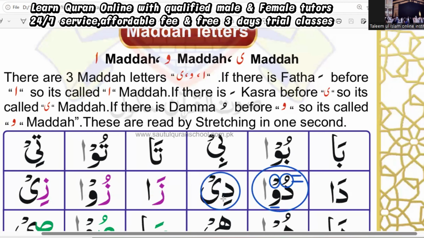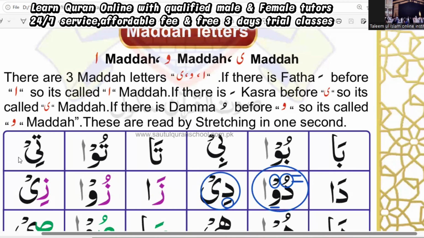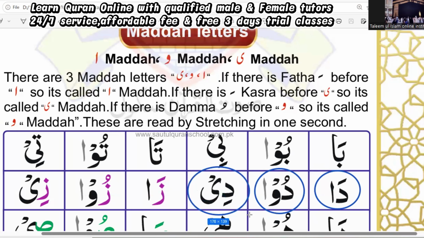And the last one is Ya Madda, when there is Kasra before the Ya silent. Alif Madda is when there is Fatha before Alif. Waw Madda is when there is Dhamma before Waw silent. And Ya Madda is when there is Kasra before Ya silent.